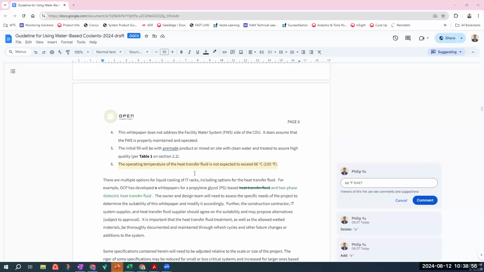So let me go over some points. I need everybody's input. For the operating temperature of the heat transfer fluid, we say it's not expected to exceed 60 degrees C or 150 degrees Fahrenheit. Is this an acceptable range?